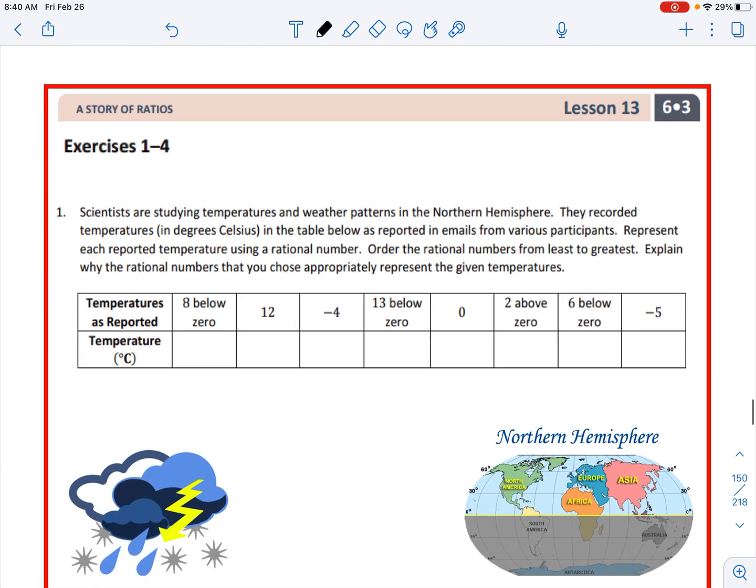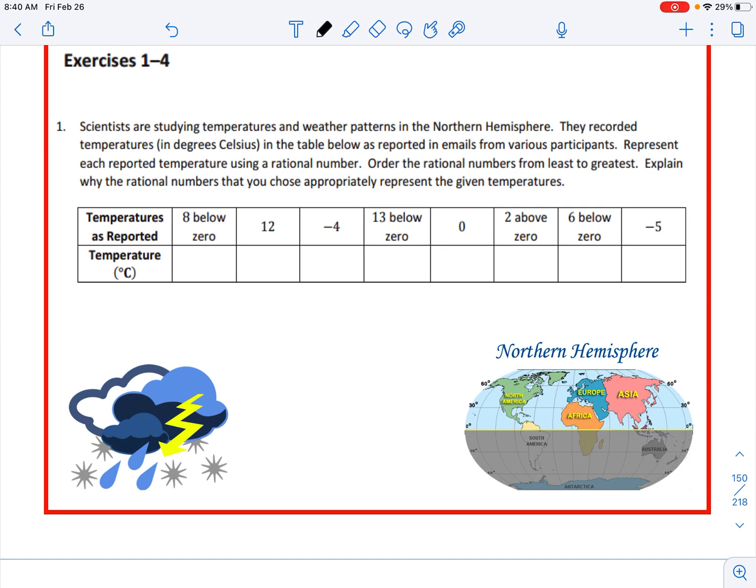Let's continue. So let's look at exercise 1. It says scientists are studying temperatures and weather patterns in the northern hemisphere. They recorded temperatures in degrees Celsius in the table below, as reported in emails from various participants. Represent each reported temperature using a rational number. Order the rational numbers from least to greatest. Explain why the rational numbers that you have chosen appropriately represent the given temperatures. Okay, so they give us kind of a situation on the top row as reported, and then we have to determine what the real temperature is.